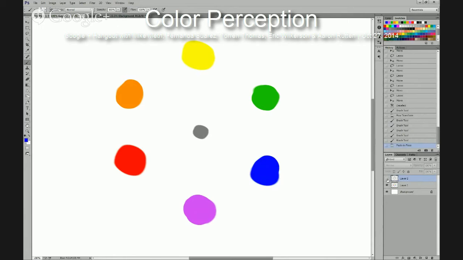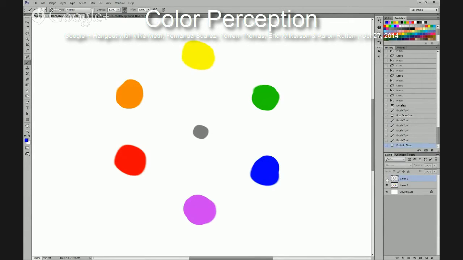Really focus. Let the images bleed into your eyes. You ready? Don't look away. I'm going to do something, but only look at the gray dot in the middle. Don't move your eyes. You ready? Now look. Whoa! That was weird. I don't like it. I don't like it.